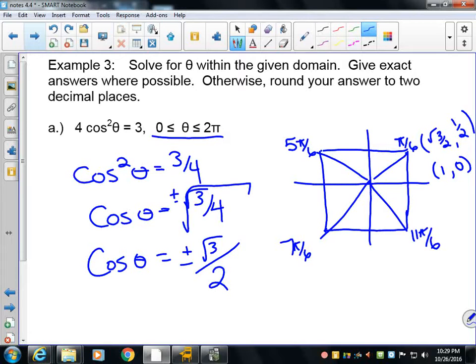Okay, so smart trig class. Cos is positive here and here in quadrant 1 and 4, but negative in quadrant 2 and 3. But because we took the square root, it's the plus or minus, so we actually end up with 4 answers. Okay? So theta is equal to pi 6s, or 5 pi 6s, or 7 pi 6s, or 11 pi 6s. Good? So let's look at example 4.